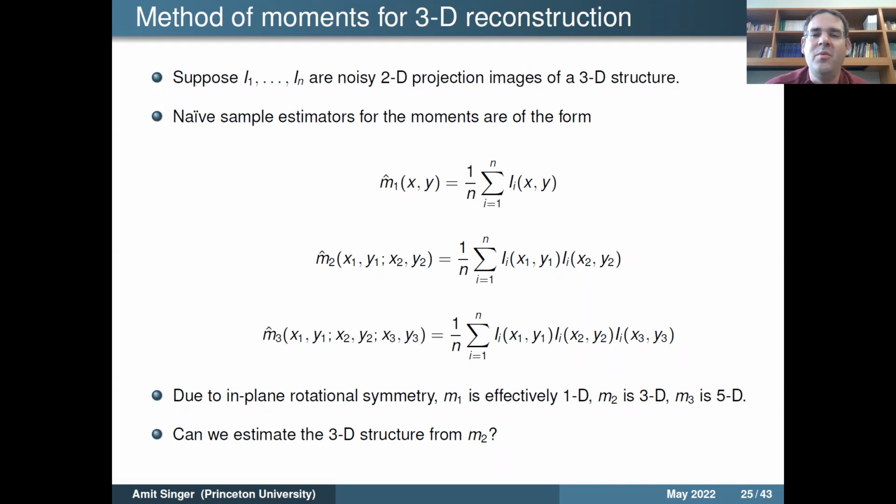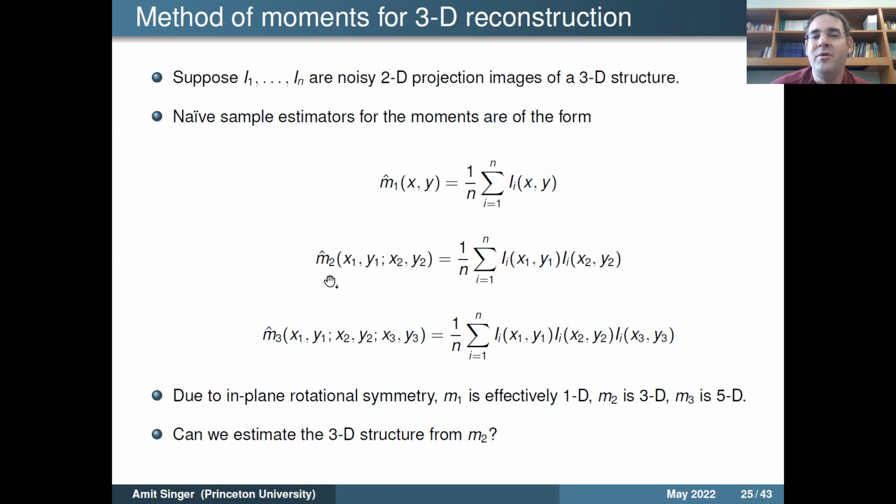Effectively, these are actually one-dimensional lower because of in-plane rotational symmetry. So every image can appear in all possible in-plane rotations. For example, the mean, the average image, is going to be radially symmetric. It's going to be the same on concentric rings, constant on concentric rings, because you can just rotate every image, and this will be a valid image of the data set. So it's 1D instead of 2 dimensions.